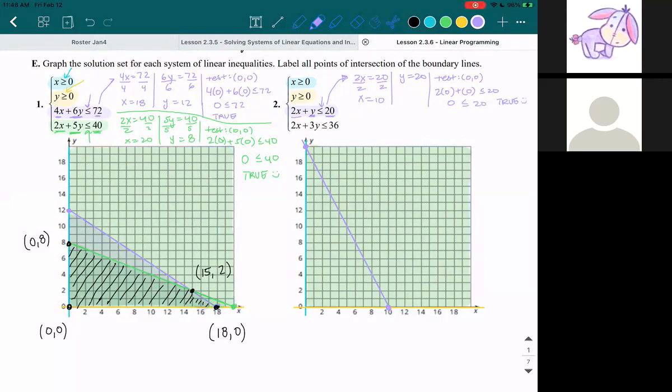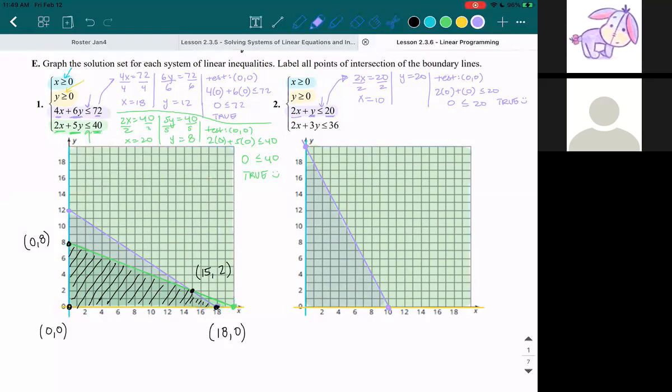And just a clue, for most of these, when we do linear programming, 0, 0 will be true most of the time, okay? So 0, 0 is true. We got that point, so we want to shade towards the 0, 0. So in this case, that would be shading down. Okay, so I shaded towards 0, 0. And that's our purple inequality.